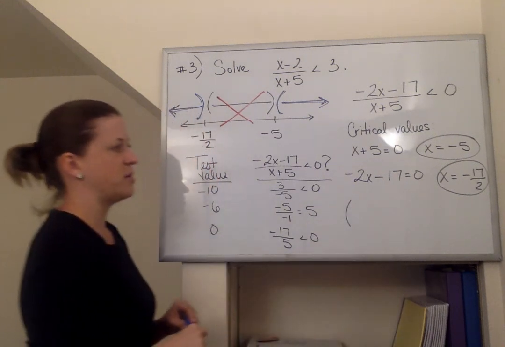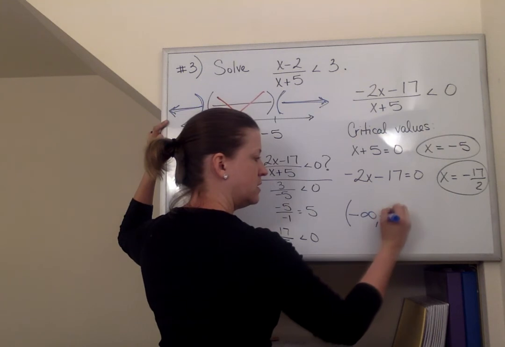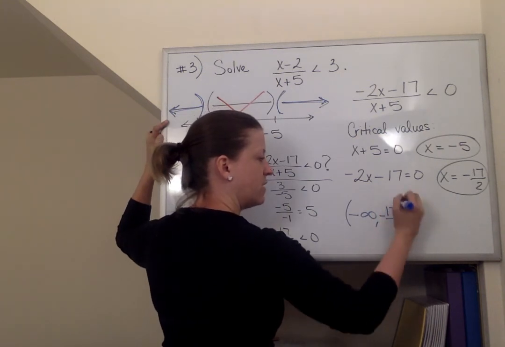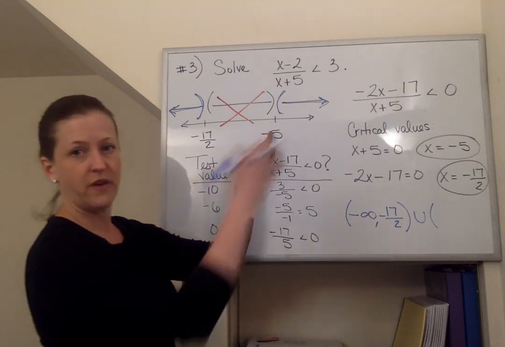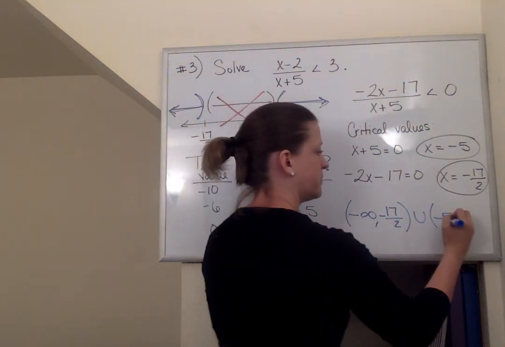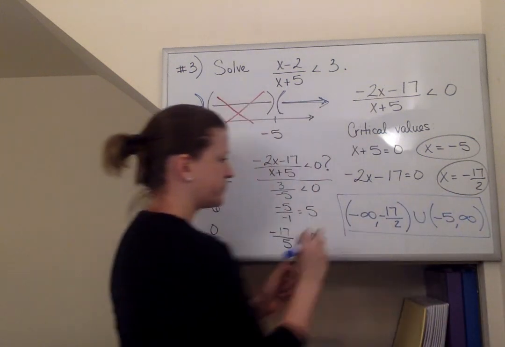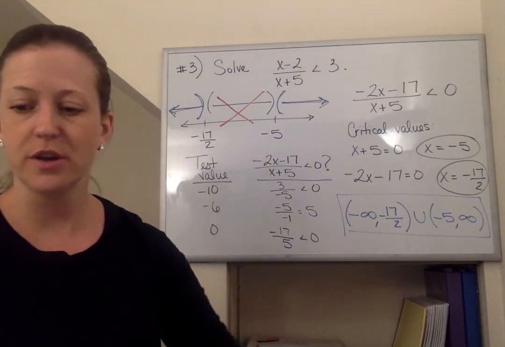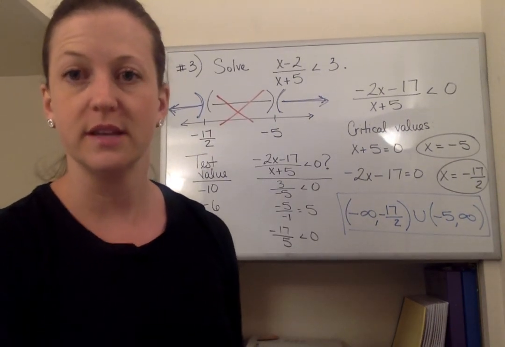So then my solution, I think I can just fit it right here. My solution would be from negative infinity to negative 17 halves, union negative 5 to infinity. So just make sure you know how to do that one. You'll want to study that for the final exam for sure, or at least something similar.